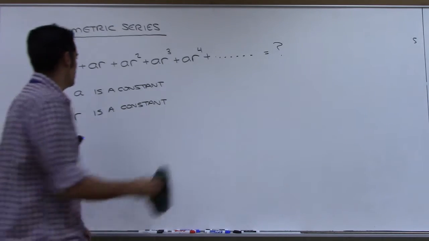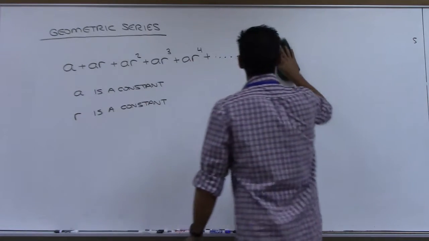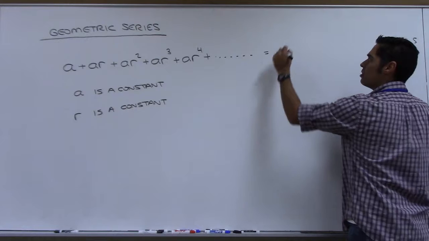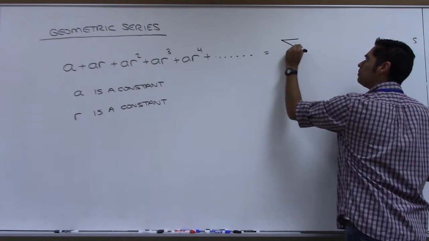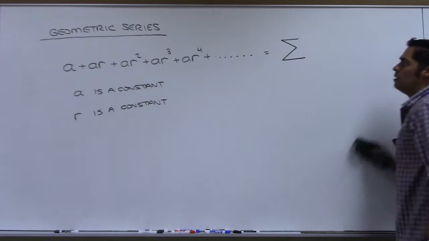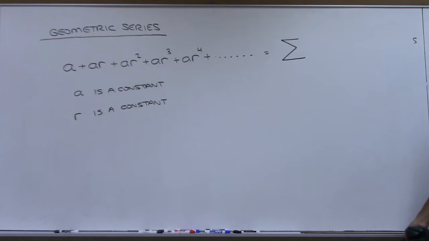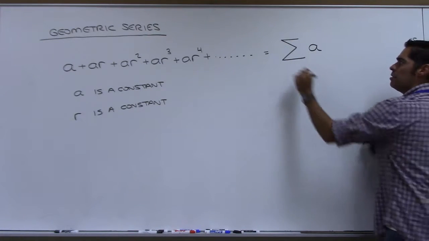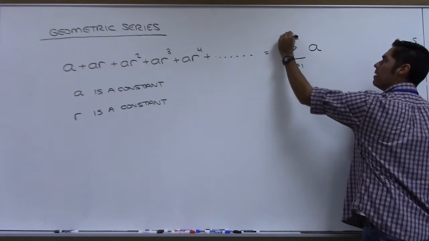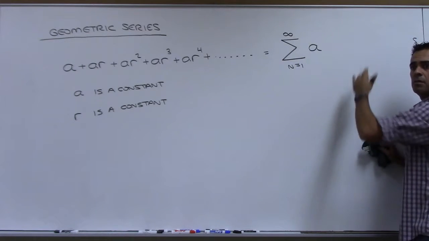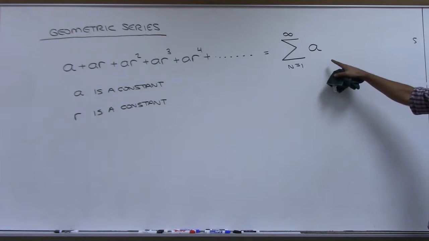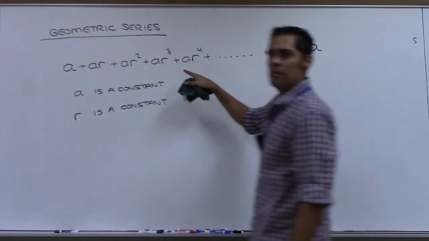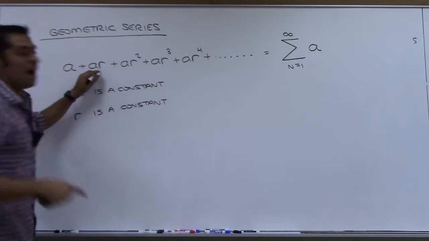Let's see if we can get that across. What would be another way I can write this in sigma notation? Sum. So A never changes, so A. Do you want me to do n equals 1 to infinity? How about that? That'll create the whole list. So what's changing throughout the entire problem? The power on R.